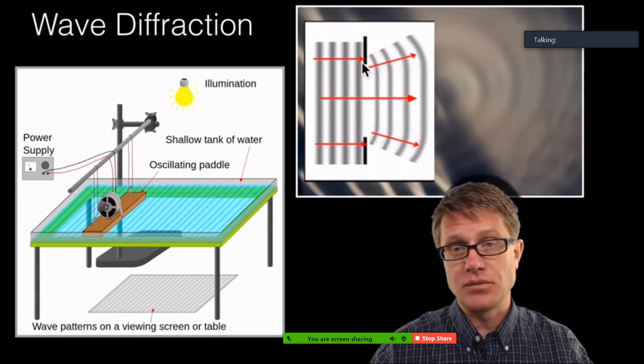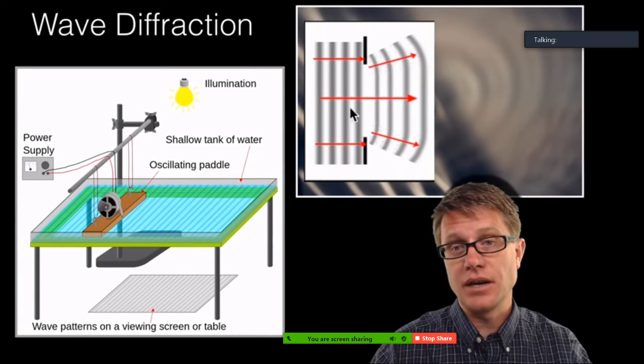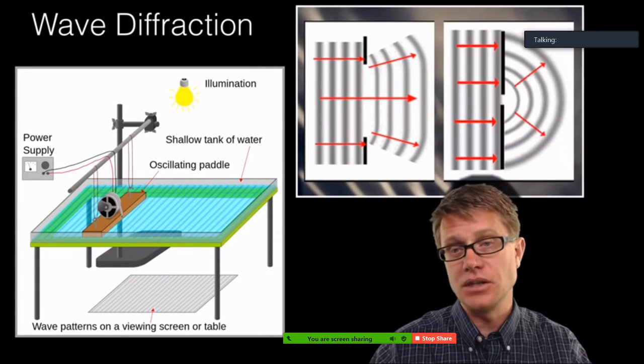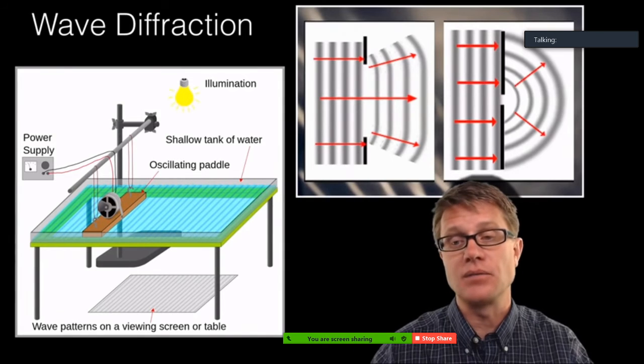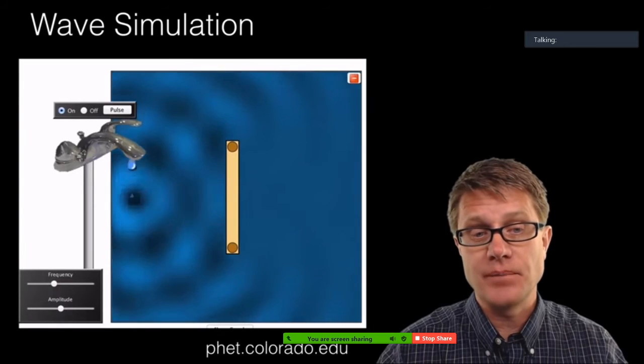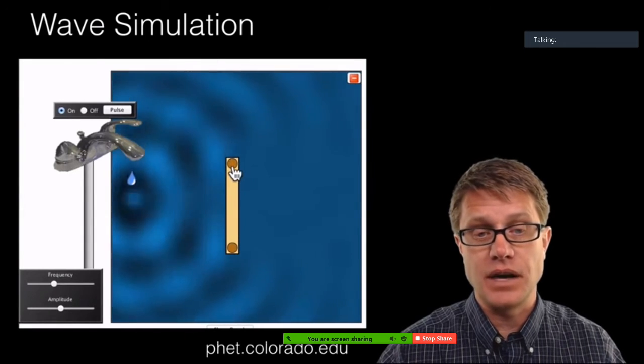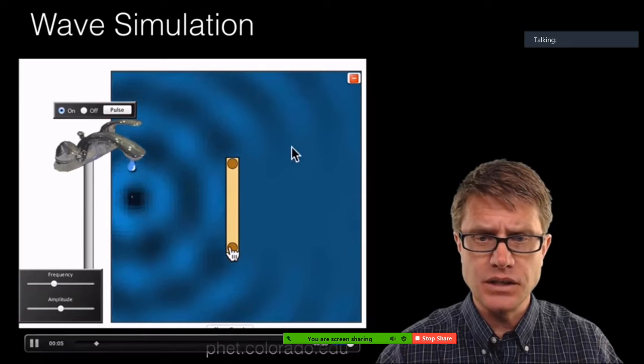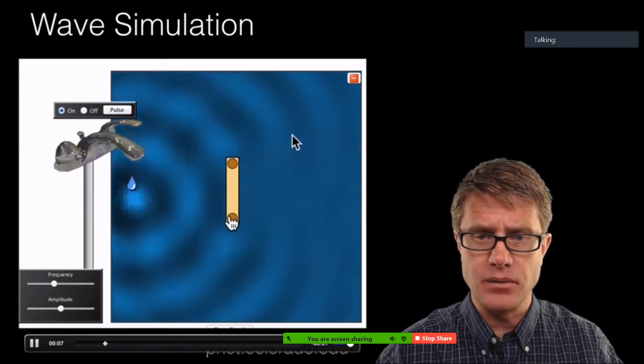If you've got a gap that's really, really large in relation to the wavelength, small diffraction, but if we decrease it to around the size of the wavelength, then we're going to get true diffraction. Here's a little PhET simulation of that. So we're generating some waves on the left side, water waves, and we're seeing diffraction over here. You can see it bend around.